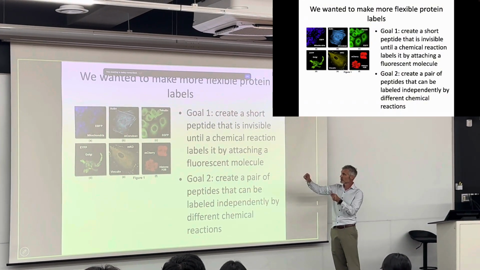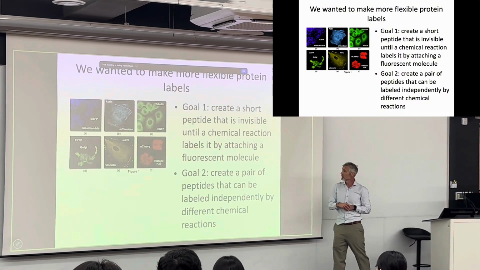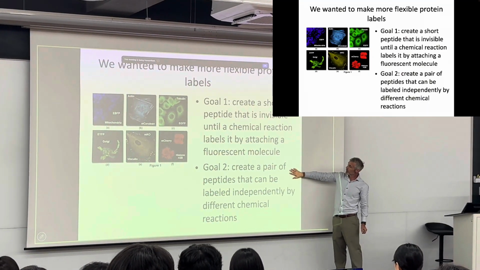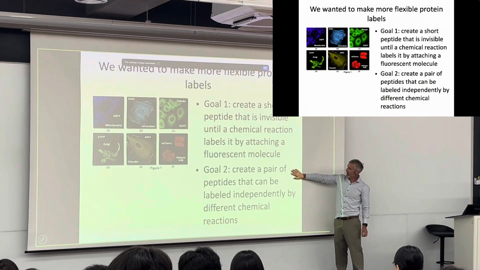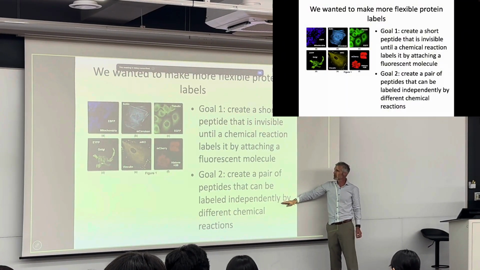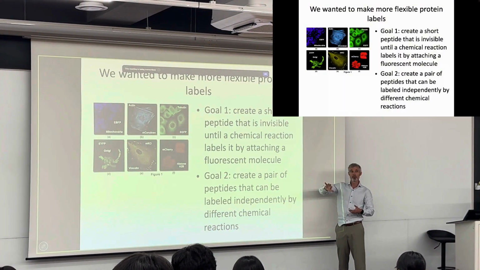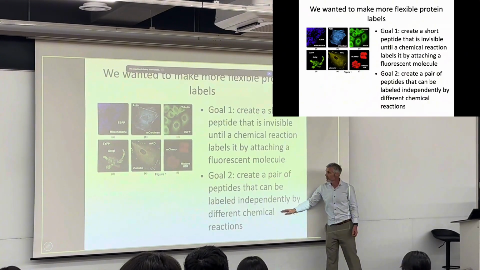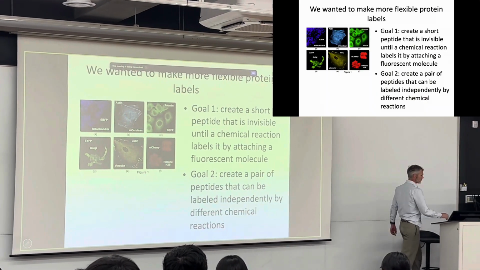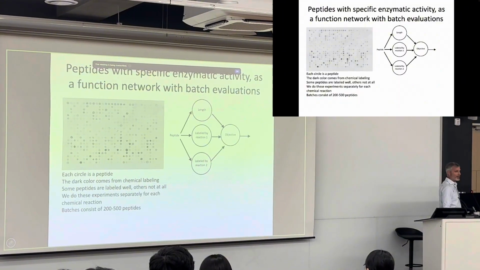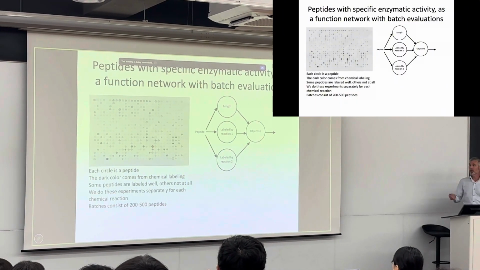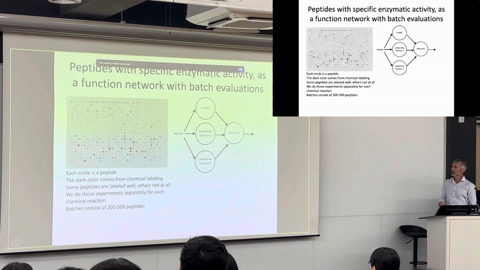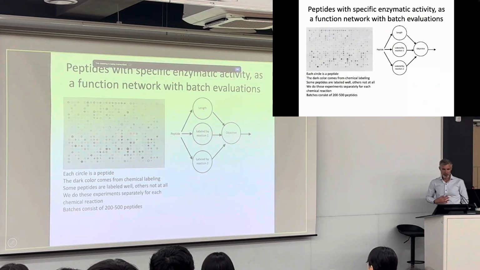called phosphopantetheine, that you can conjugate a fluorescent dye to. And then the goal was to create a pair of peptides that could be labeled independently, could have this fluorescent moiety attached to it by two different chemical reactions. So it's really about finding peptides that are substrates for chemical reactions in a specific way, basically designing for specificity.